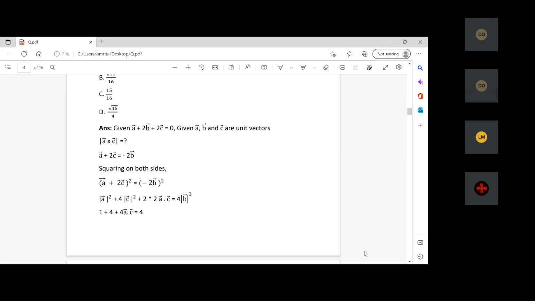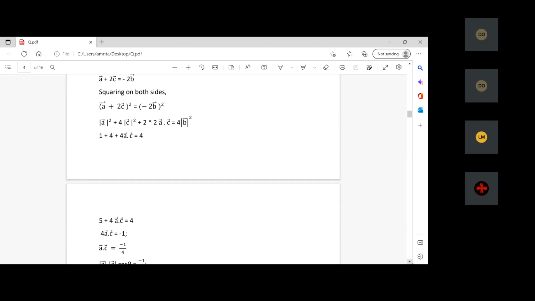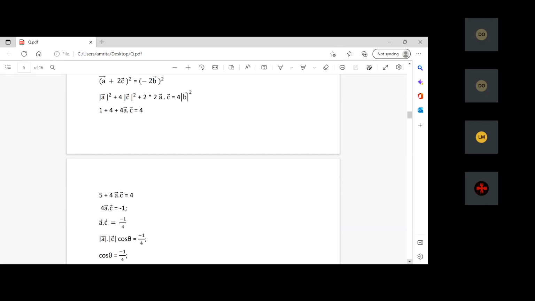So you'll have a value in terms of A dot C. It's something like 4 A dot C is equal to minus 1. From there, you can get the value of the dot product. It's A dot C is equal to minus 1 by 4.